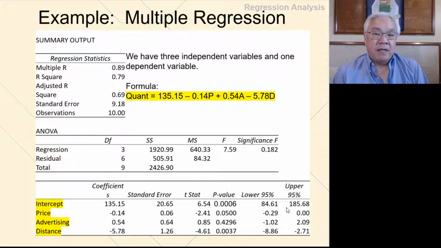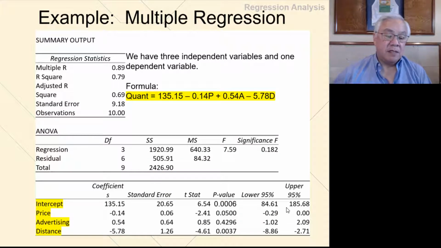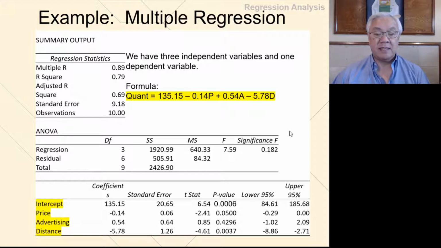So here's an example of a regression output for a multiple regression. We have the output table here where we have the intercept, price, advertising, distance. These are the 3 independent variables. So quantity equals 135.15, the constant, minus 1.4 times price, plus 0.54 times advertising, minus 5.78 times distance. And this relationship had a pretty decent R squared of 0.79, not 100% of course, but that's a regression that is respectable. And this is something we would use.